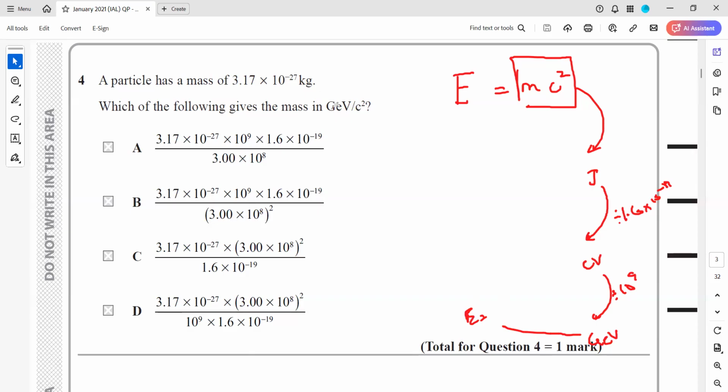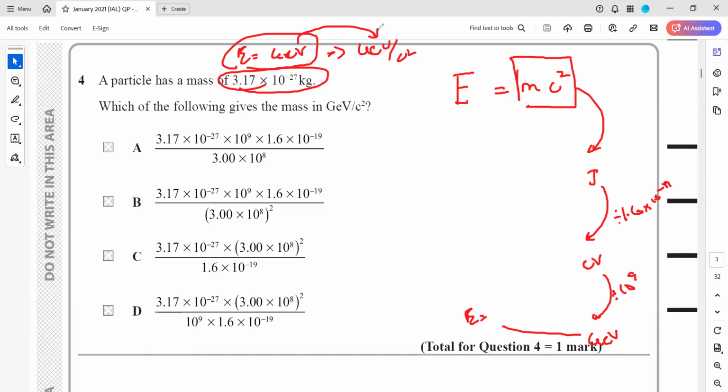They are asking the mass, but what we are doing is finding the energy. Because we know that the energy in giga electron volt is equivalent to the mass in giga electron volt per c square. So actually from this mass, we are finding energy in giga electron volt, and that is always the same as giga electron volt per c square.